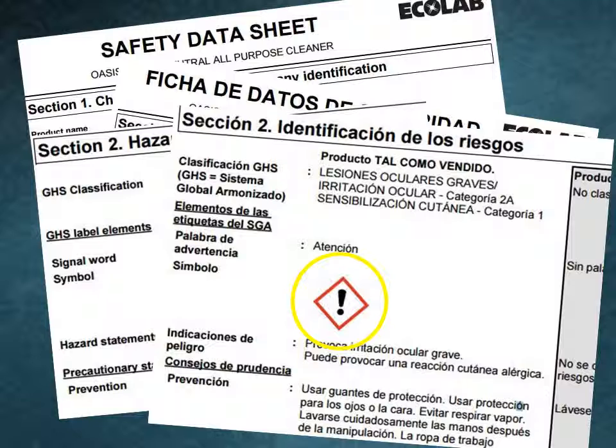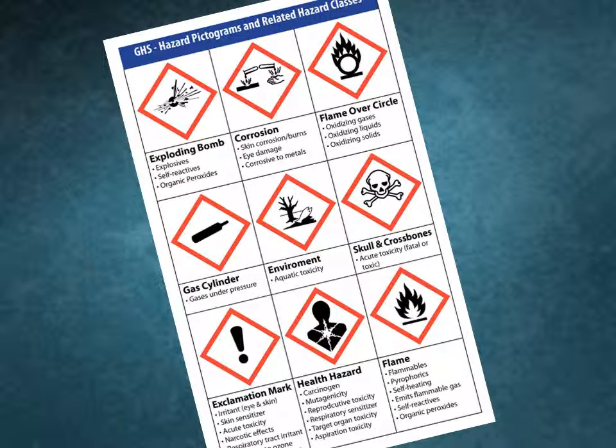Section 8 tells you what personal protective equipment you need to use if you are working with this chemical. This is the most crucial section of the safety data sheet, and now that the sheets are organized in the same way, the information you need is always in the same place. The symbols you might find on these sheets are also standardized in the globally harmonized system. Any country which has adopted the GHS uses these symbols for chemicals.